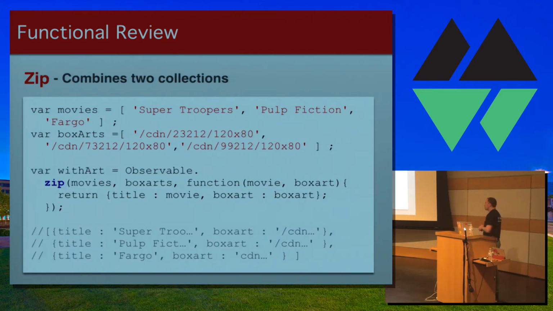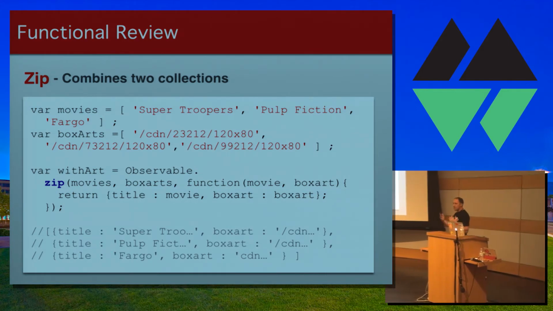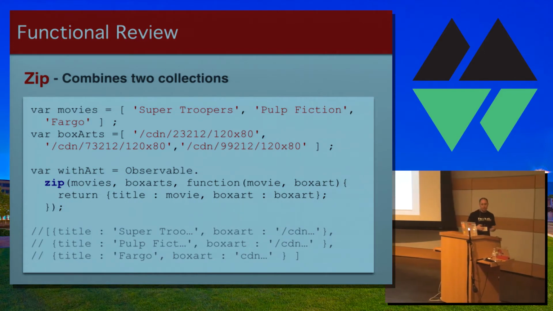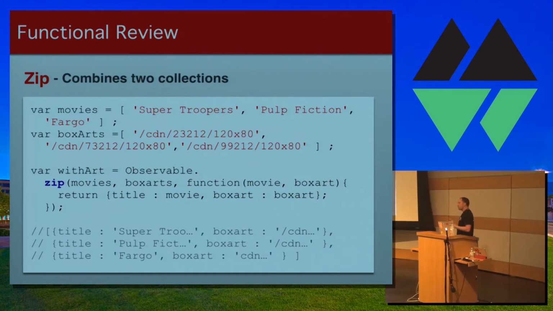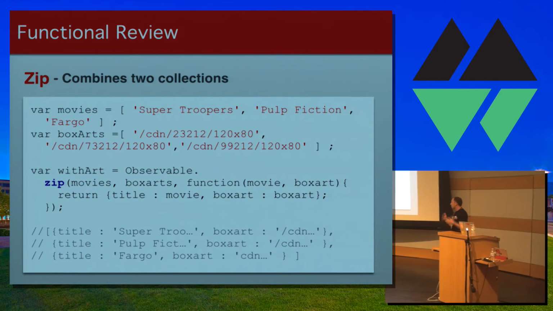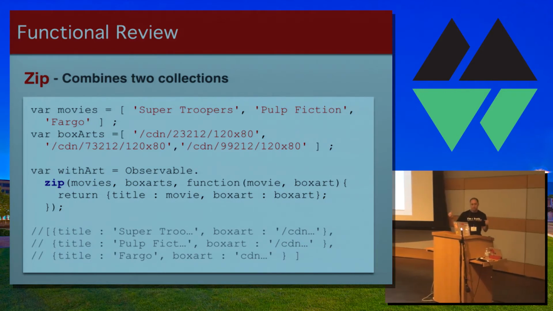The next one I want to talk about is zip. Zip's really a hard one to wrap your mind around at first because you don't really see the usefulness of it. But when you start doing a lot of reactive programming, you'll notice that you get a lot of lists of data that aren't always connected. And a lot of times you want to connect those and turn them into a single value. So in this example, we have an array of movies and another array of box arts for those movies. But right now they're not actually synchronized. We have just these two different arrays.